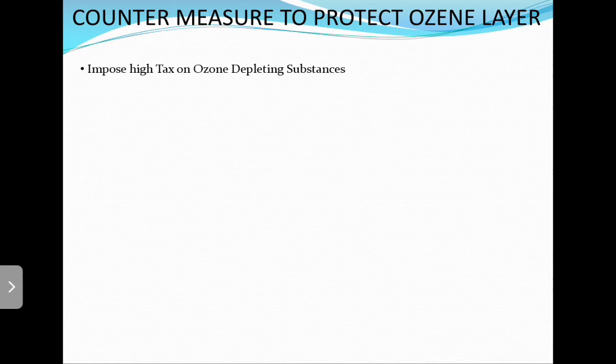And there are so many ozone friendly substances which can be substituted and used in place of ODS. So we have to replace, substitute, use the ozone friendly substances and completely boycott the use of ozone depleting substances. Then we can also minimize the use of ODS if we can recycle it, so that formation of new ODS can be restricted, can be stopped.